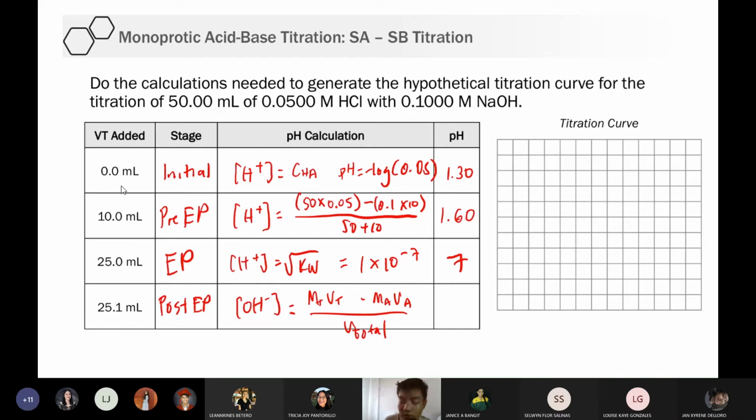Yun yung dahilan bakit ganyan yung equation na ginamit natin. Kasi sobra na yung base, kaya ito yung formula. Base minus acid. Kanina, sa pre-equivalence point, sobra yung acid kaysa sa base. Kaya ganito. Sa post-equivalence point, sobra yung base kaysa sa acid. Kaya baliktad yung formula. Okay? And we are now solving for the OH.